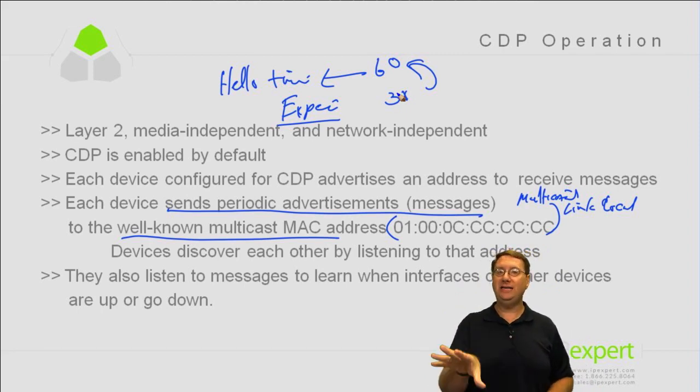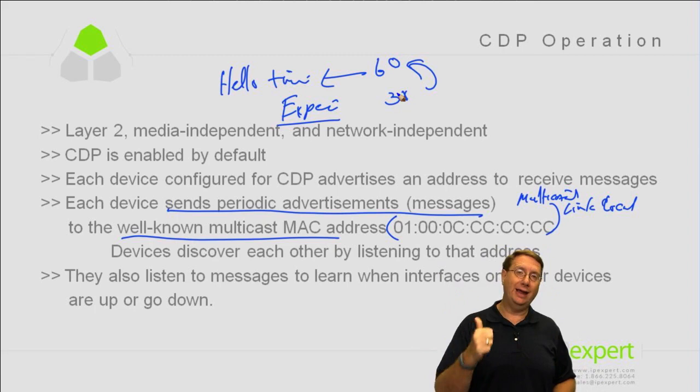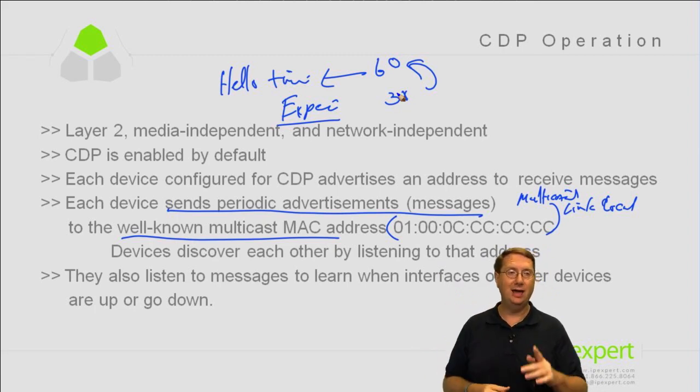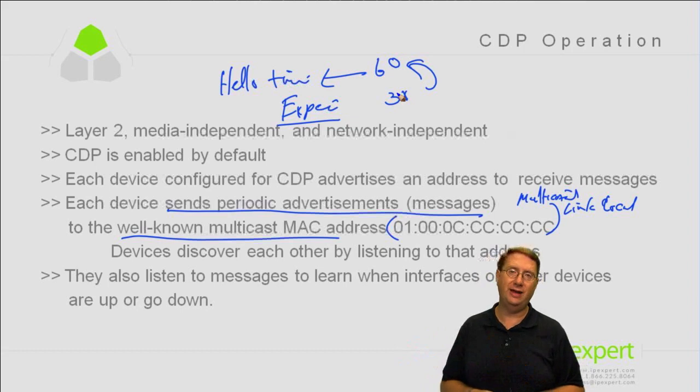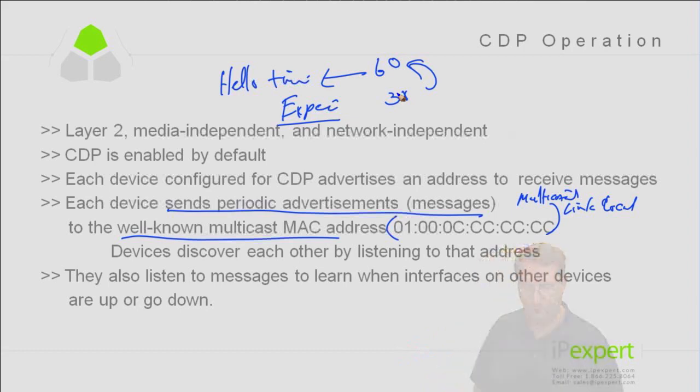So keep in mind, by default it's 60 seconds for my hellos, which means I'm going to be sending those multicast hello messages out to that MAC address that you see directly above my head. And then what's going to happen is if I miss 3 of those, so after 180 seconds, if I have not received something from my neighbor, I'm actually going to expire the information that I learned from that neighbor from my CDP table.